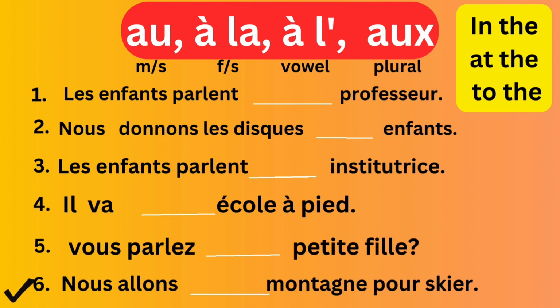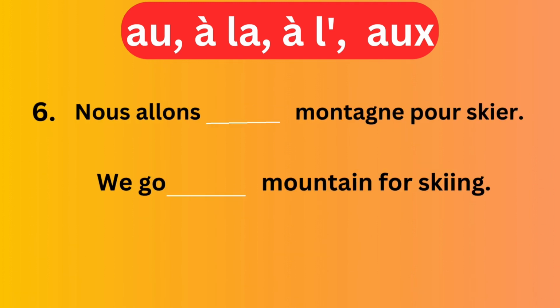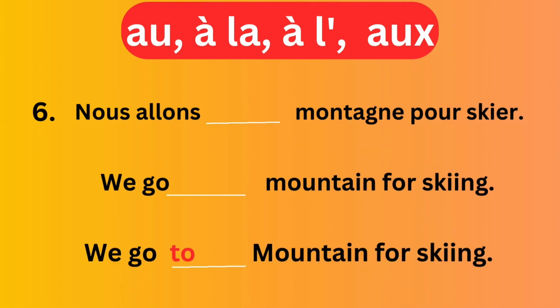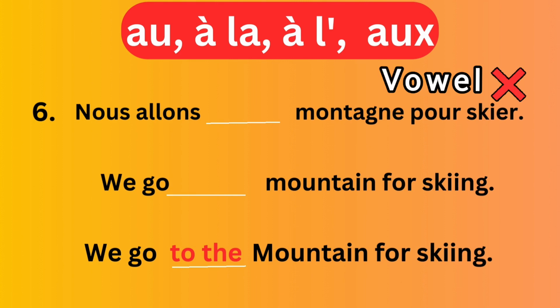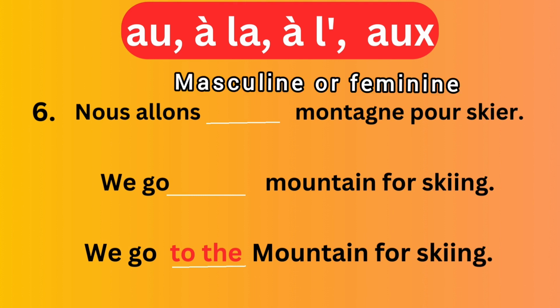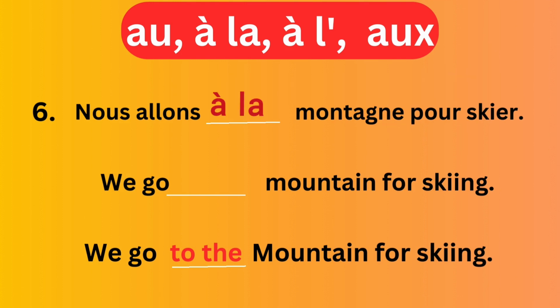Sixth sentence. Nous allons dash montagne pour skier. We go dash mountain for skiing. Again, the meaning is to the. We go to the mountain for skiing. Again, you have to look at the word next to the dash. Montagne, follow this order. Is it plural? No. Does it begin with a vowel? No. Then check if it is masculine or feminine. Of course, it ends with E, so it is feminine. Nous allons à la montagne pour skier. We go to the mountain for skiing.